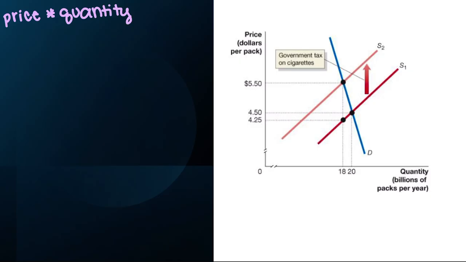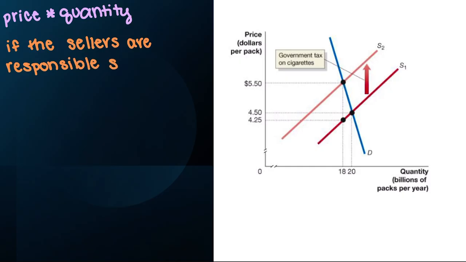And if the suppliers, or if the sellers, are responsible for submitting the tax to the government, then the supply curve will shift to the left. So if the sellers are responsible, the supply curve shifts left by the amount of the tax. And by responsible, I just mean in charge of sending the amount that they collect to the government.